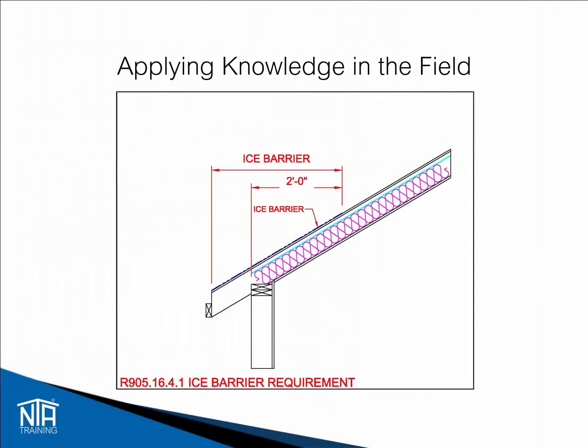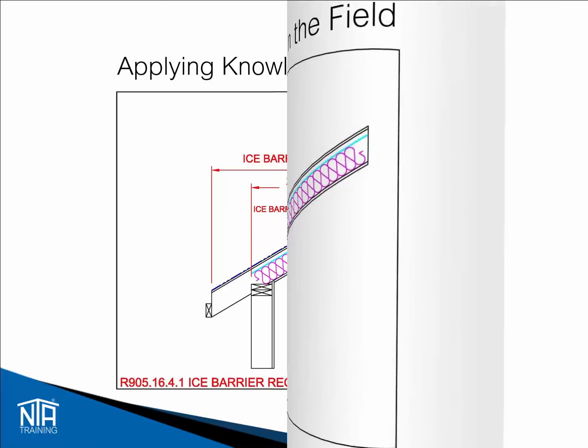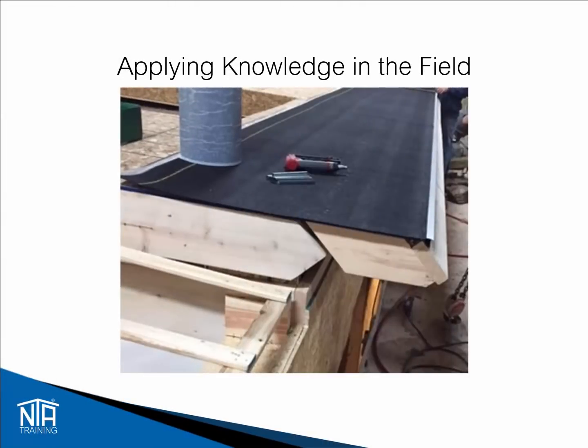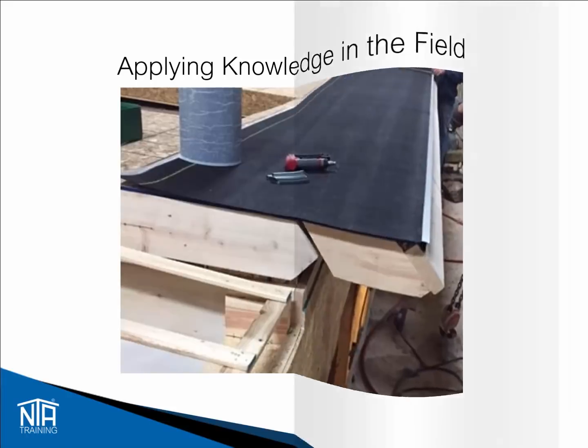This illustration shows how the ice barrier should be measured and how it extends inside the exterior wall. This picture shows an ice barrier being installed in a factory. You can see that one roll is not long enough to meet the 24-inch requirement, and a second roll will be required. Be sure to check that the installation instructions are followed for overlapping the material.